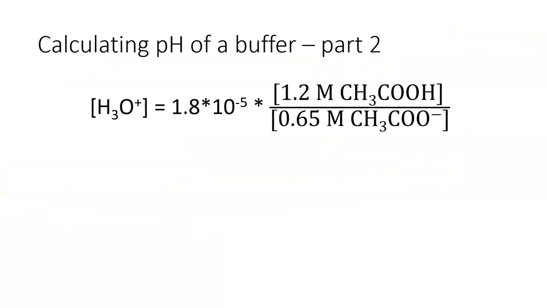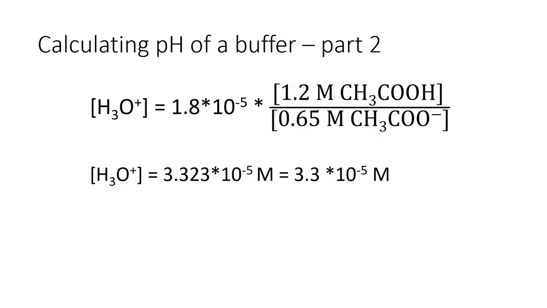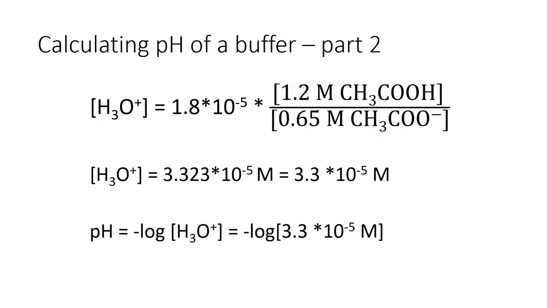So I'm going to plug in my 1.2 molar acetic acid and my 0.65 molar acetate, calculate through, so I get my concentration of H3O plus is equal to 3.3 times 10 to the negative fifth. Remember, we still need one more step because we need to take our pH, take the negative log of that H3O plus concentration, and that will allow us to calculate the pH, which comes out to 4.5.